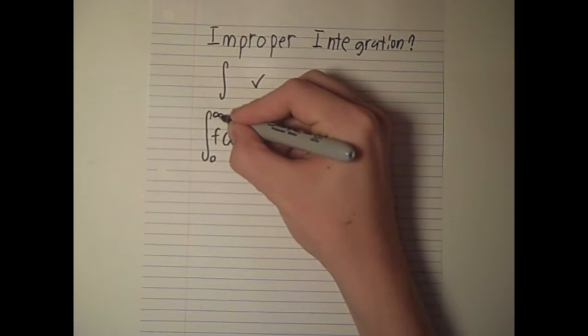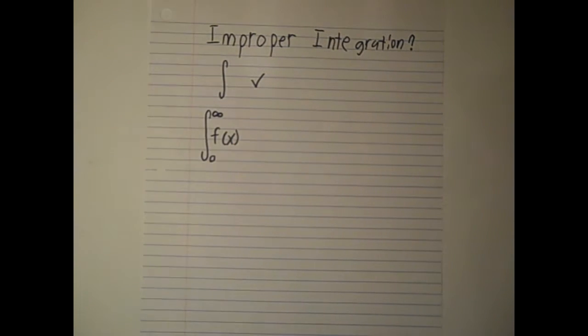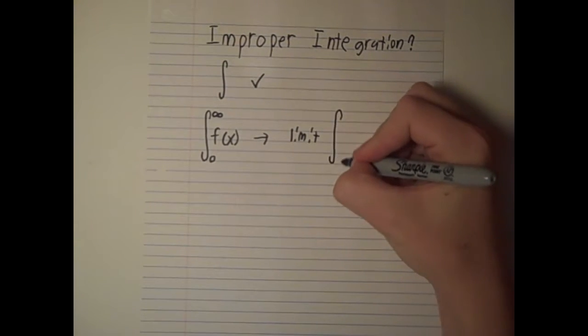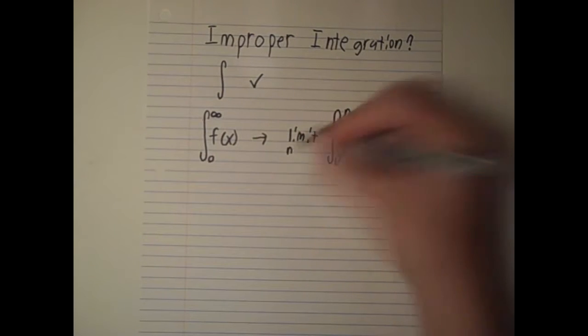For example, the integral of a function from 0 to infinity. This is improper because you can't go about evaluating a function at infinity. You have to take the limit and see if an improper integral will work out to something useful. Let's replace the term here with n, and then put the integral in the limit as n approaches infinity. Now we can just evaluate this definite integral with that variable n.